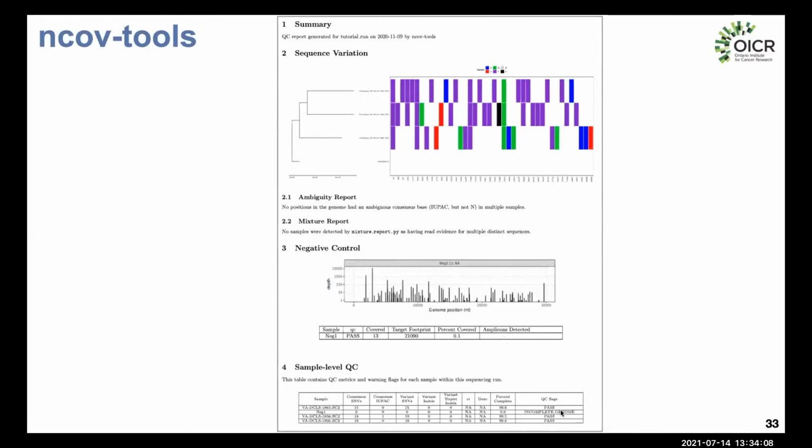For example, this sample here was flagged with incomplete genome, as the genome completeness fell below the threshold that we would use for downstream analysis. So this PDF report gives you a nice transferable way of indicating the quality of each sequencing run that you can then share with the lab or anyone interested in the quality of the run.